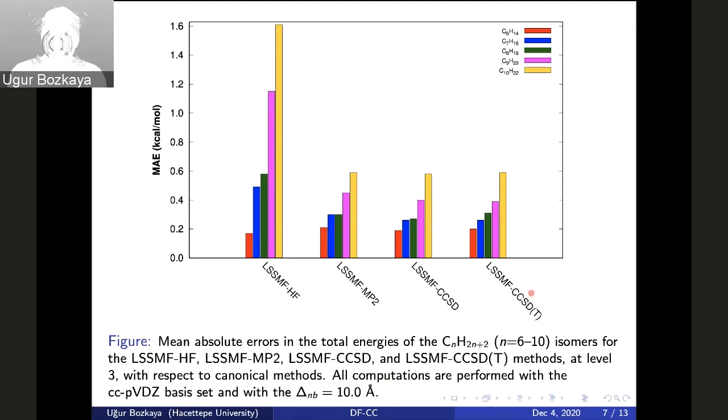For example, here the error of LS-SMF CCSD(T) is compared with the canonical CCSD(T). We use a relatively small basis set because we need to compute the entire molecular system. Comparing with the canonical method, we observe tolerable errors in the considered methods. For example, for CCSD(T), it was lower than 1 kcal per mole, but for Hartree-Fock, we obtain larger errors. So it appears that fragmentation approaches are promising, at least for the test case presented.